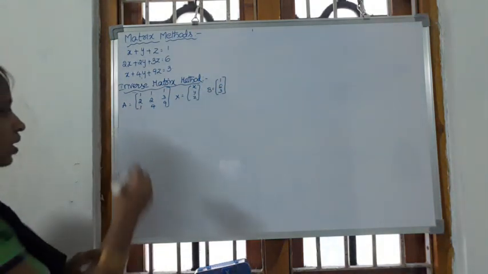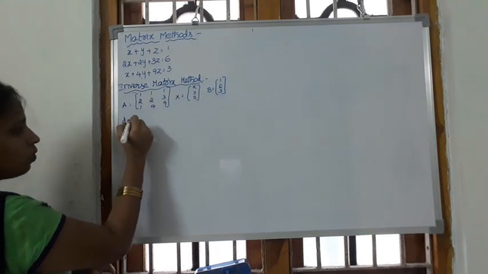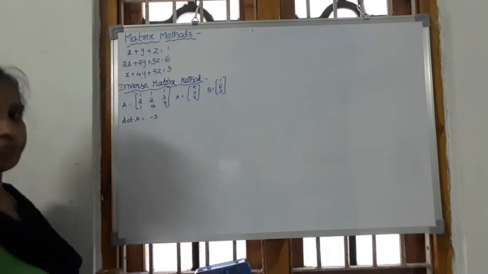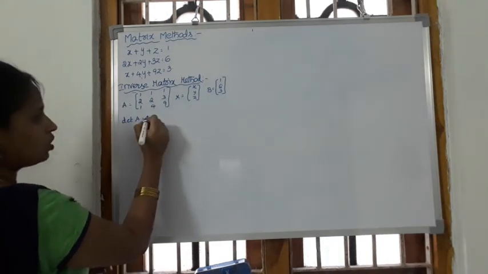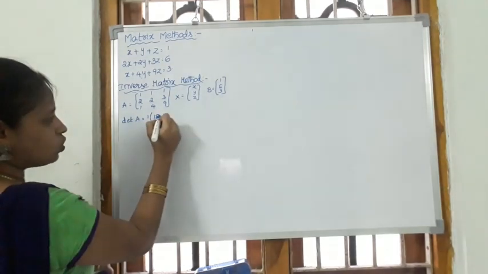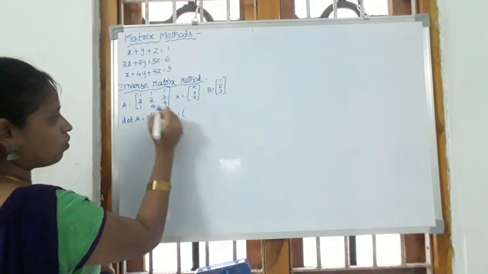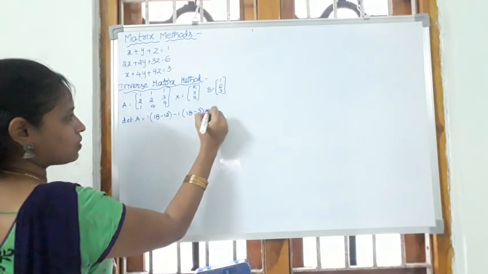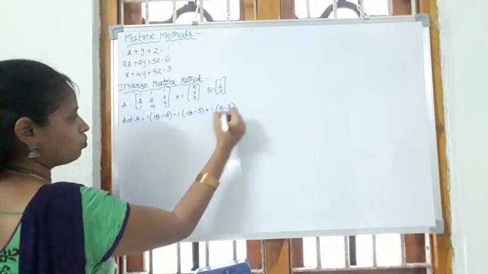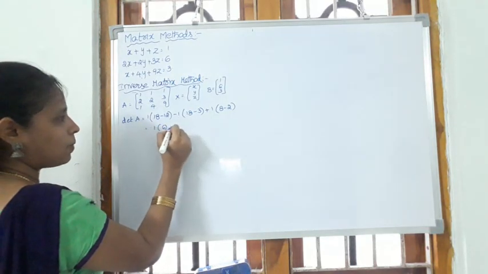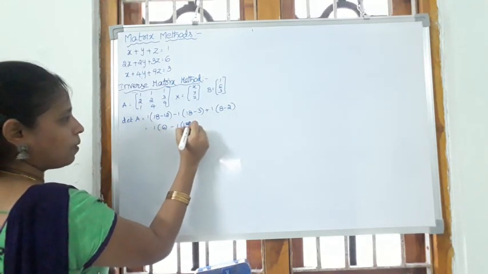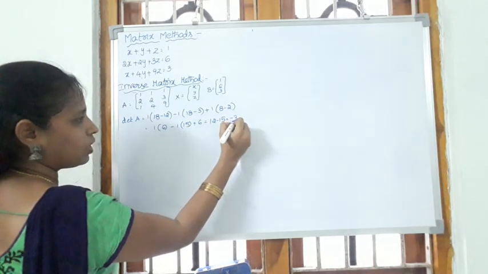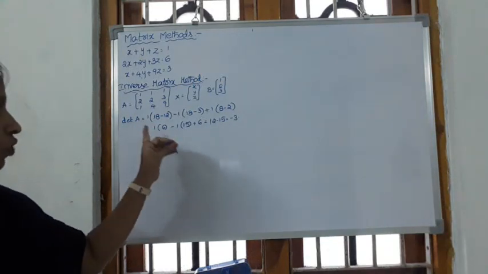Now, from the previous method we already know that the determinant of A is equal to minus 3. Otherwise we can find it: 1 of 18 minus 12, minus 1 of, remove this row and this column, to get 18 minus 3, plus 1 of 8 minus 2. 1 into 6 minus 1 of 15 plus 6, that is equal to 12 minus 15, which is minus 3. This is the determinant of A.